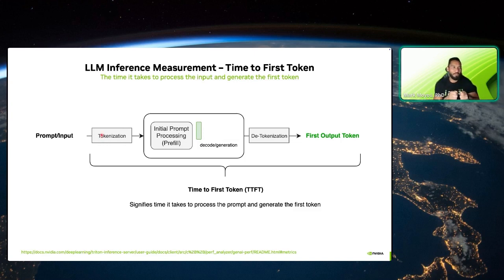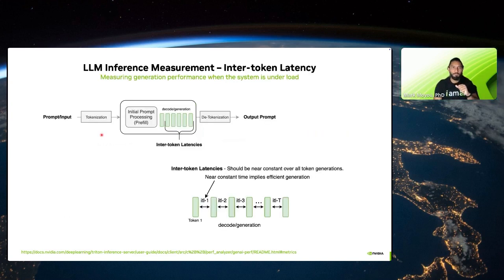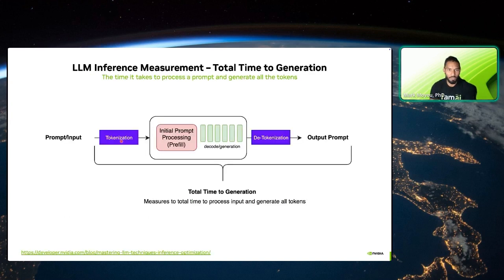So when you send in a prompt, how long does it take me to get back the first token? And that's a measure of understanding, essentially. Next, there's lots of things on the slide, but inter-token latency. So when I start generating tokens, I want the timing between those tokens to be fairly consistent, especially as the sequence grows. So that gives me a good view as to how efficient my generation is.